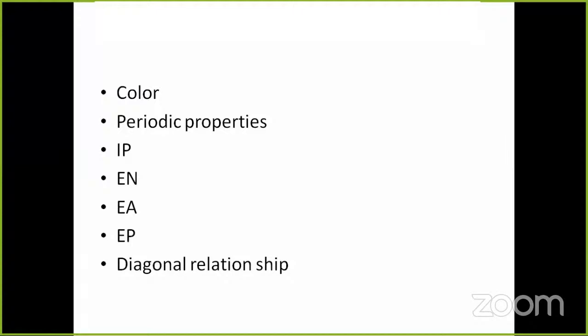Remember, sometimes they ask questions: which of the following elements exhibits the highest electronegativity, which of the following elements exhibits the highest ionization potential, and which group in the periodic table exhibits the highest ionization potential value. These are the few model questions we expect from periodic properties.